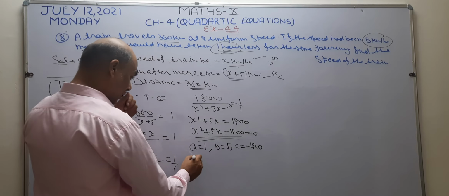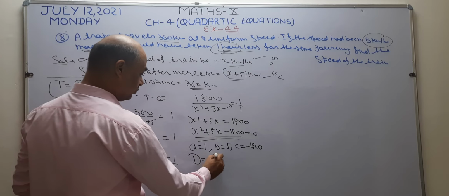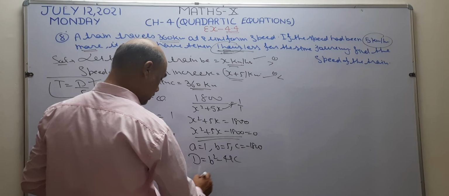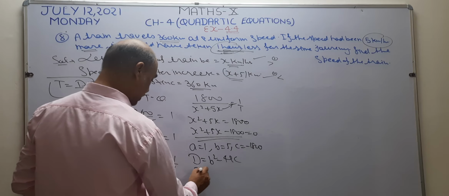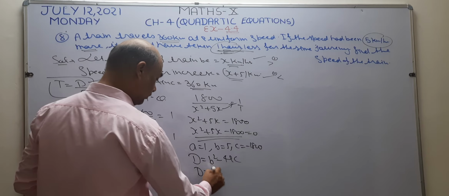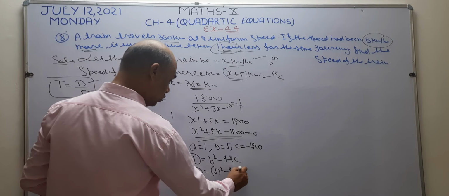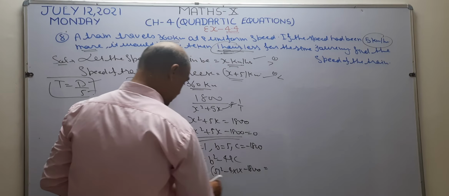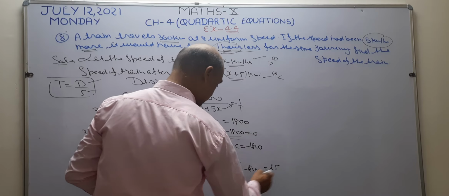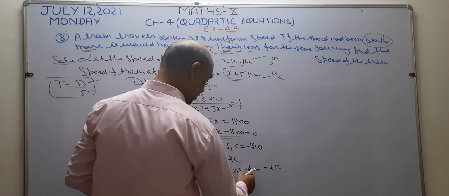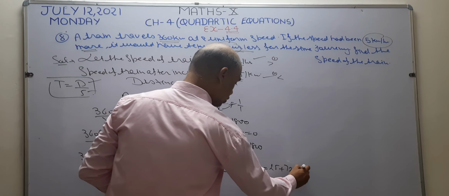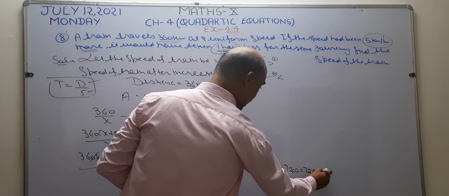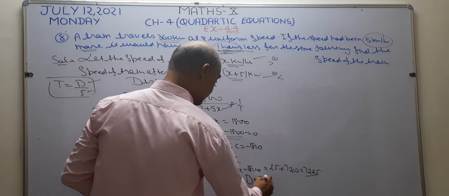Now I want to find the value of D first. D is b square minus 4ac. So I write here D equal to b, what is b? 5, minus 4 into a into c. c is minus 1800. Now I write here the square of 5, 25. Minus minus plus, 18 4s are 72. So this becomes 7225. So this is the value of D.